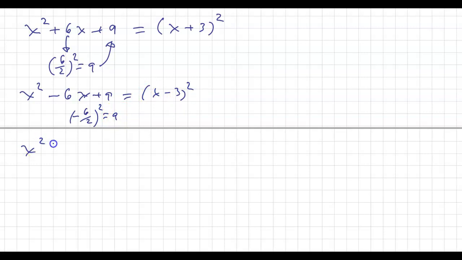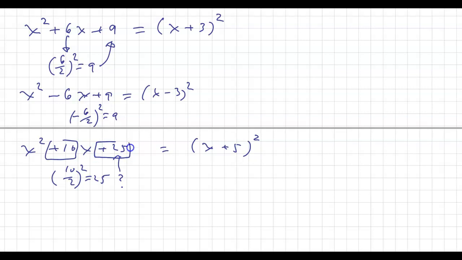And just for reference, x squared plus 10x, what would have to go here so that this thing would be a perfect square trinomial? Well, it would have to be 25 because 10 over 2 squared does equal 25. So something is a perfect square trinomial if it's true that you take half of this number and square it, and it ends up being that number. And if not, then it's not a perfect square trinomial.